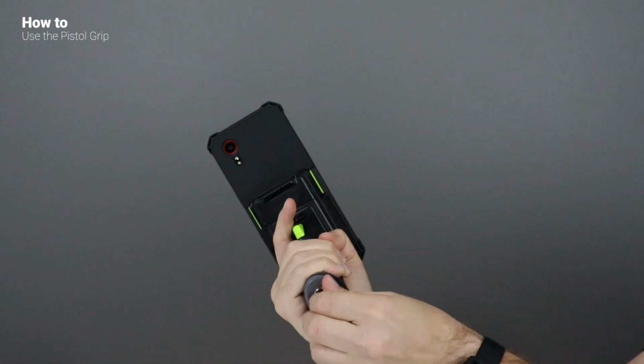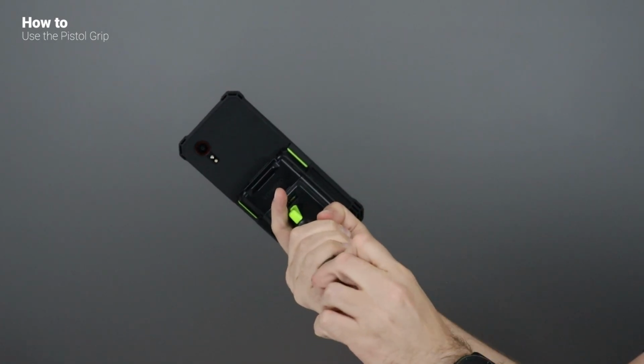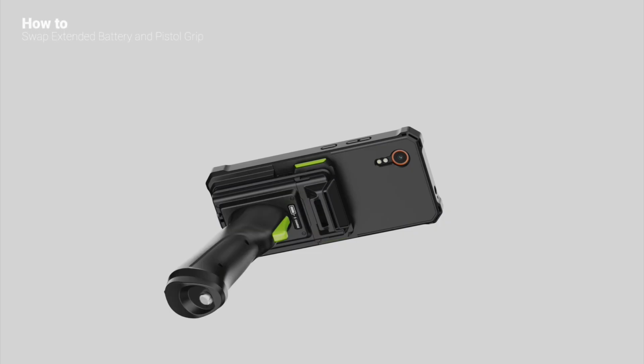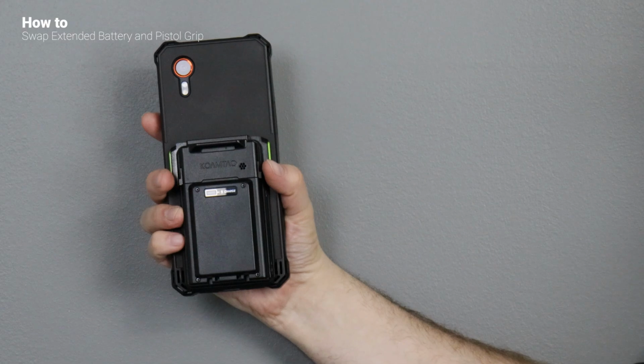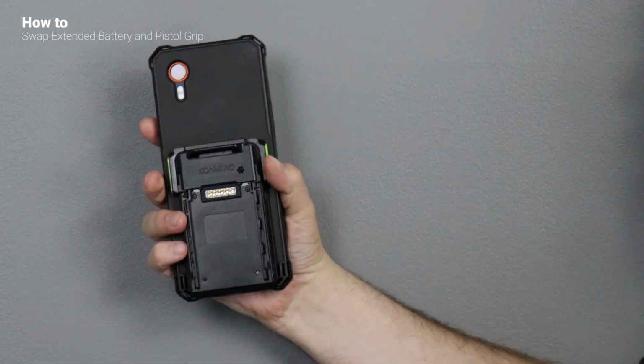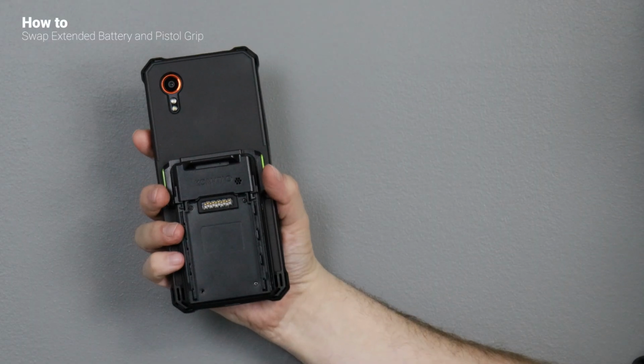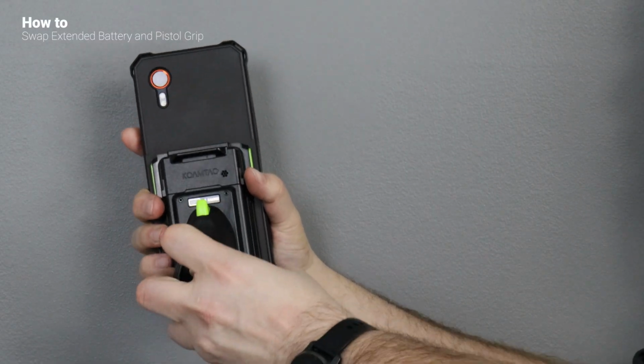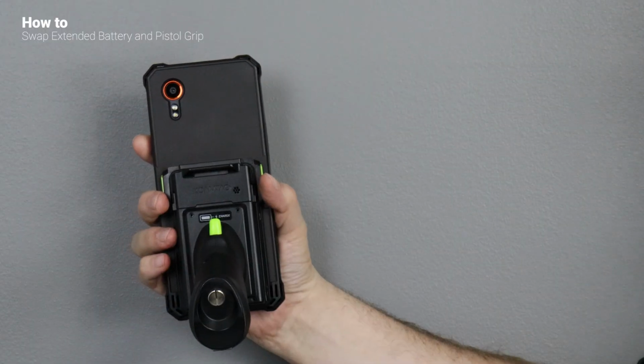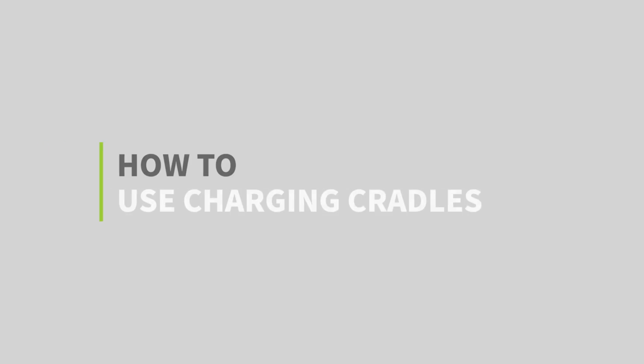The 6000 mAh battery is optional. The extended battery and pistol grip are interchangeable. To remove, squeeze both tabs on the sides of the battery adapter and slide the battery down and out. To attach the pistol grip, align it with the top notch of the adapter and slide it up until it clicks.